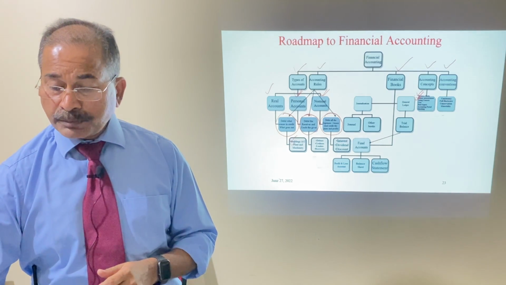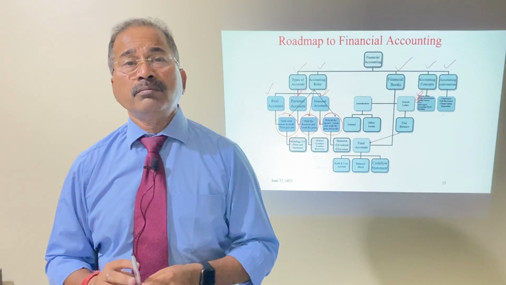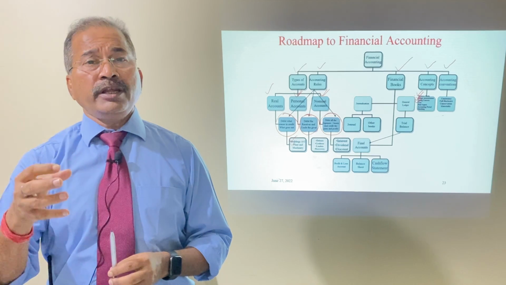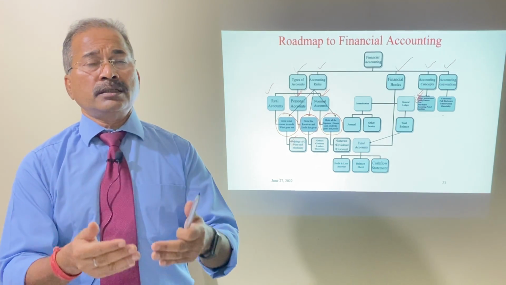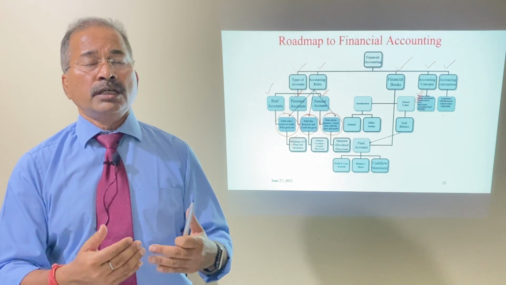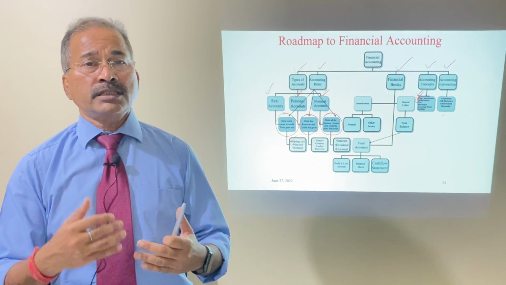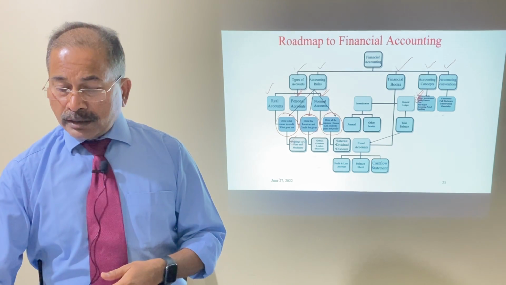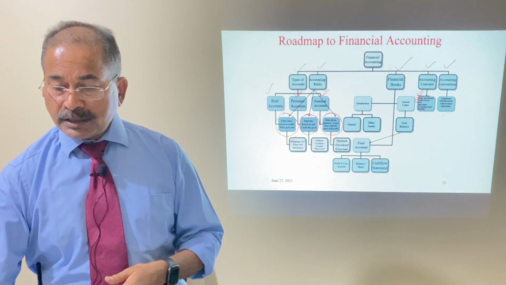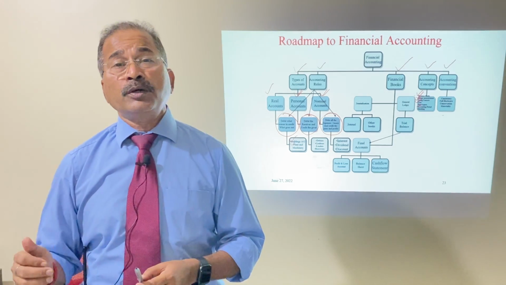The fourth concept is cost, and meaning what? Meaning every transaction which is recorded in the books will have a cost, and that cost has to be recognized in the financial reporting or financial accounting. The fifth concept is accounting period. So what is the meaning of accounting period?